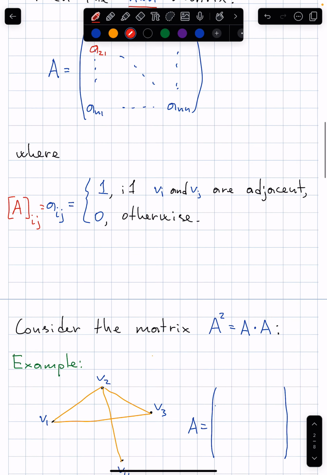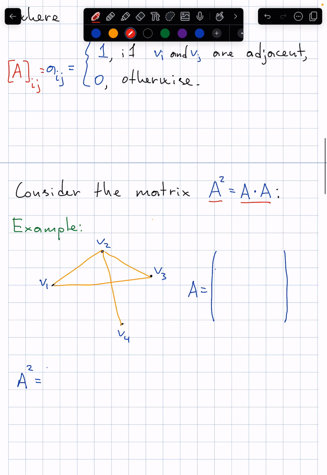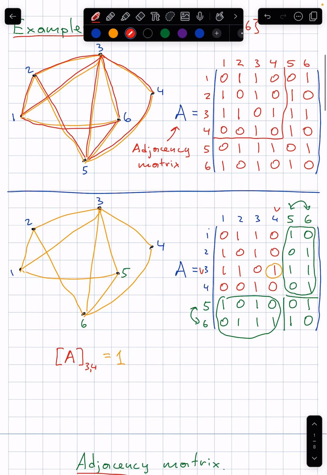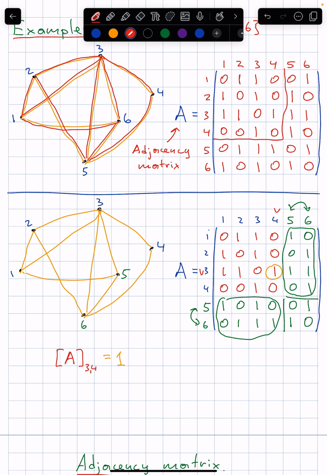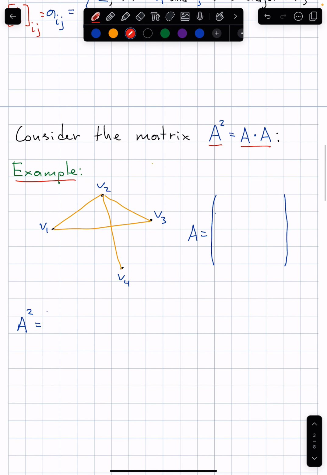So far so good. An interesting thing you can do with the adjacency matrix is to square it and see what happens. Here is an example. Our first example is kind of too large. I don't want to compute the square of a 6 by 6 matrix. So let's do a smaller example. Here we have a graph with 4 vertices. Here is the adjacency matrix.